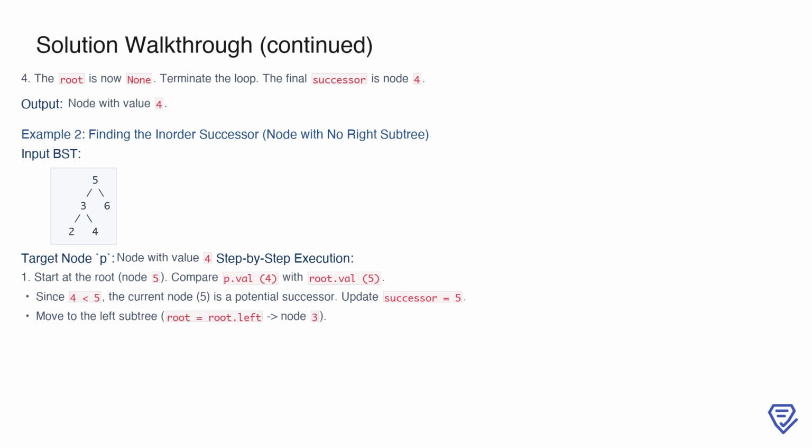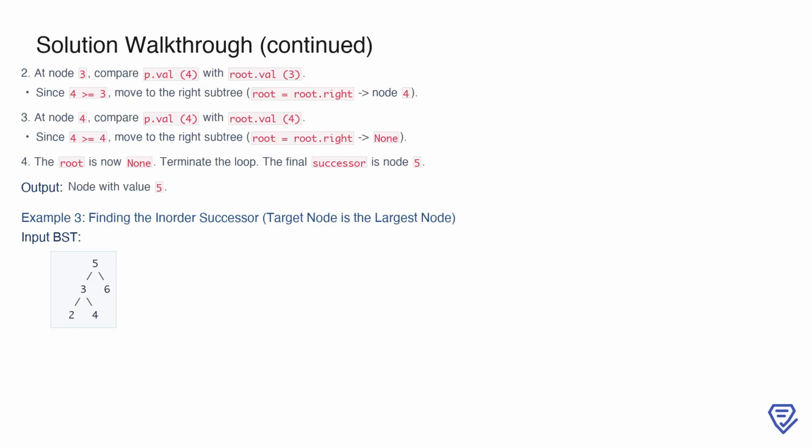At node 4, we find that 4 is equal to the target node's value. According to the conditions of our algorithm, we move to the right subtree of node 4 to continue the search. However, the right child of node 4 is none, so we terminate the loop here. Since the traversal ends with no further nodes to consider, the value of the successor remains node 5, which was the last valid potential successor updated during our traversal. Thus, for the target node 4, the inorder successor is node 5.